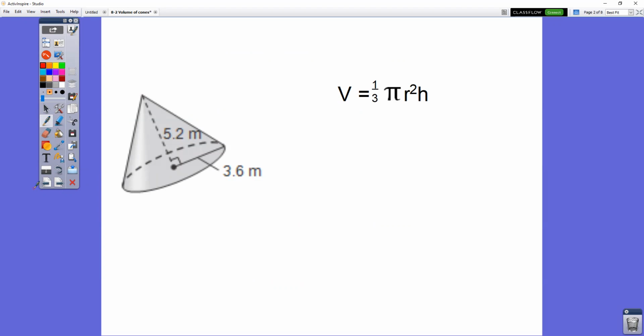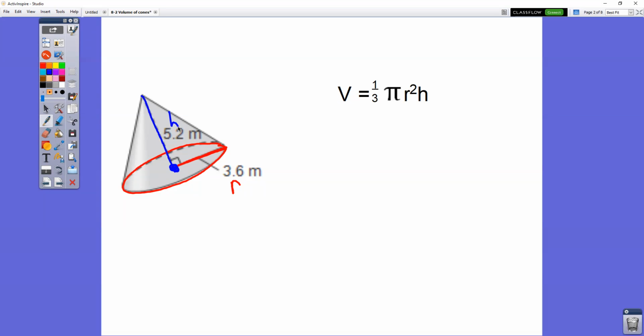The bottom of the cone is a circle. So you see this circle right here, that is the bottom of the cone. And the radius is halfway across the circle, just like yesterday. It goes from the center of the circle out towards the edge. So that is your radius. Your height of the cone goes from the tip of the cone down through the center of the cone, right to that center part where the radius starts, the center of the circle. So this 5.2 is your height.